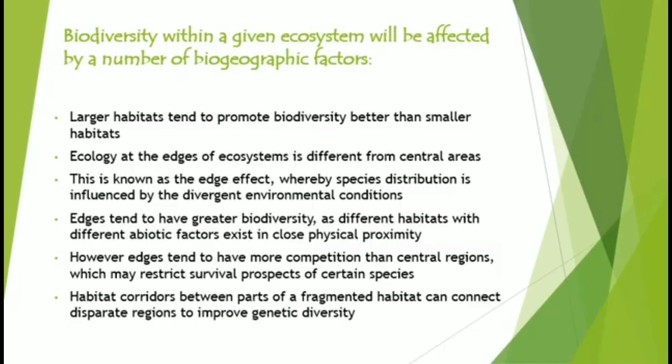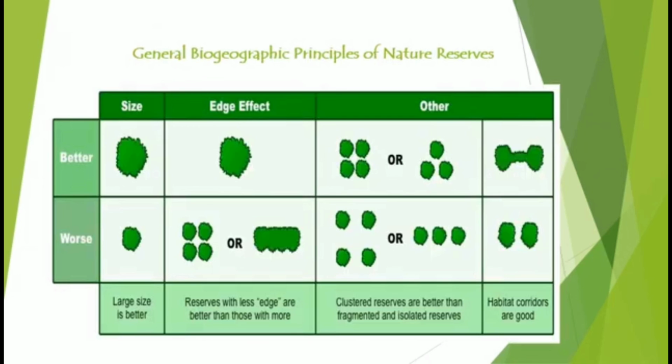Edges tend to have greater biodiversity as different habitats with different abiotic factors exist in close physical proximity. However, edges tend to have more competition than central regions, which may restrict survival prospects of certain species. Habitat corridors between parts of a fragmented habitat can connect disparate regions to improve genetic diversity. These principles are routinely applied when setting aside land as a nature reserve to improve the conservation of biodiversity.